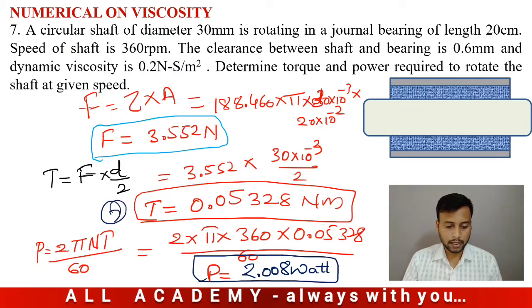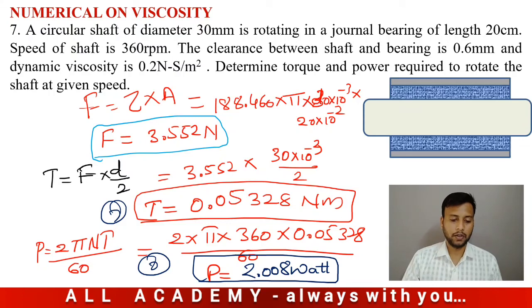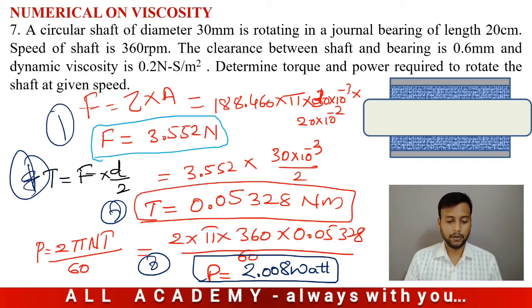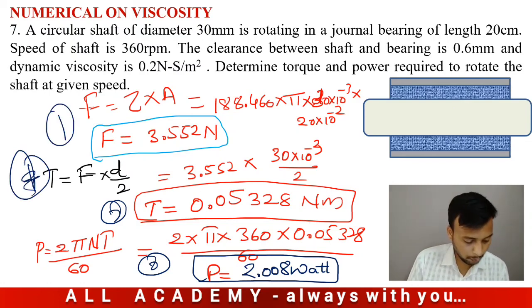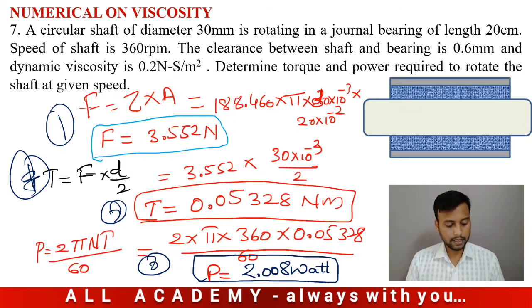Now here 2 marks will be allotted for force, and 1 mark for torque, total 5 marks. In the remaining, 2 marks for velocity and shear stress, another 3 marks will be allotted.